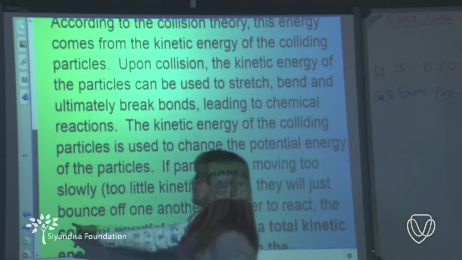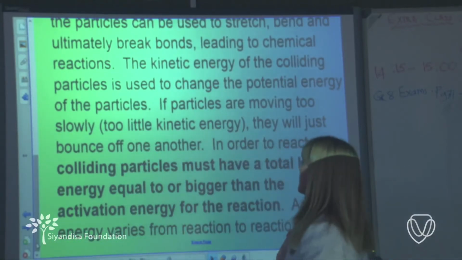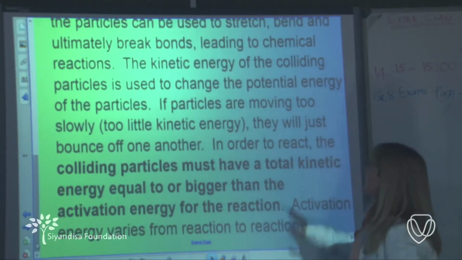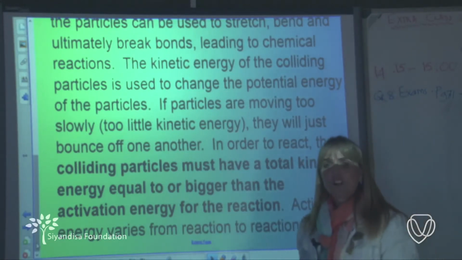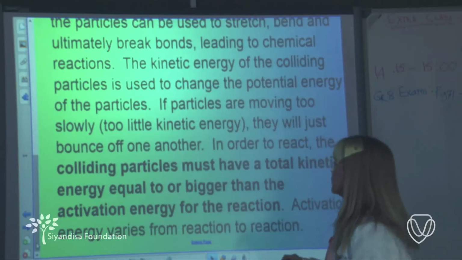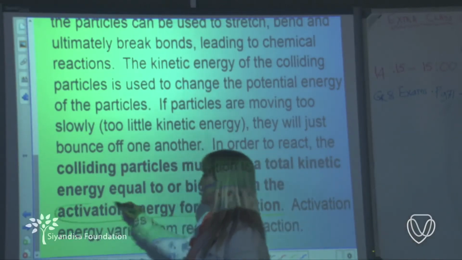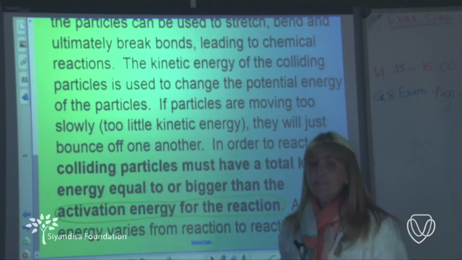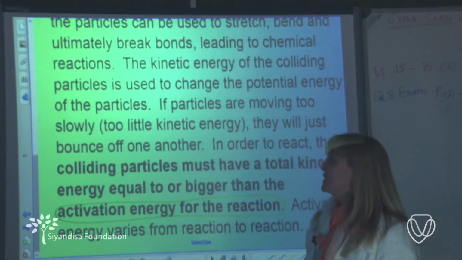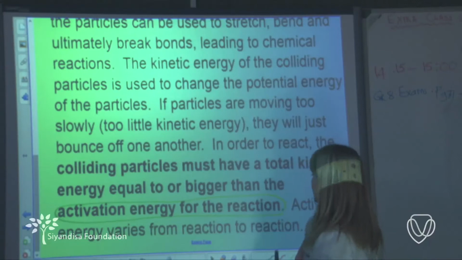Right, I'm not going to read through all of this. It is a summary, and I will show you where I got that summary from at a later stage. All right, in order to react, colliding particles must have a total kinetic energy equal to or greater than the activation energy for the reaction. And that's the most important thing you need to remember. What is sufficient kinetic energy? Energy that is equal to or greater than the activation energy for that reaction.